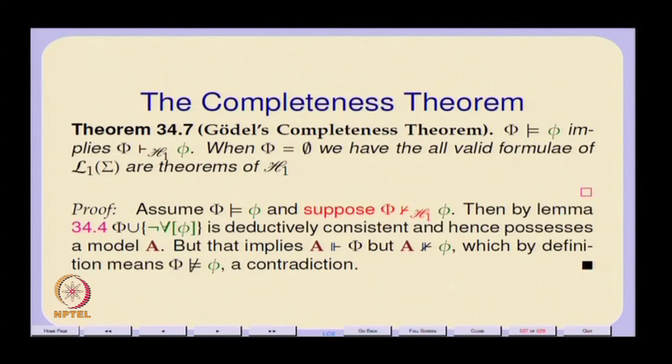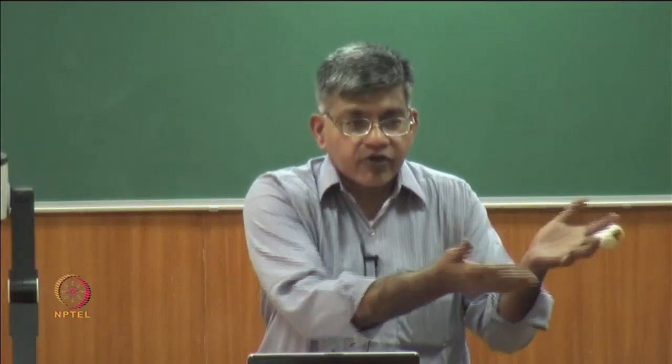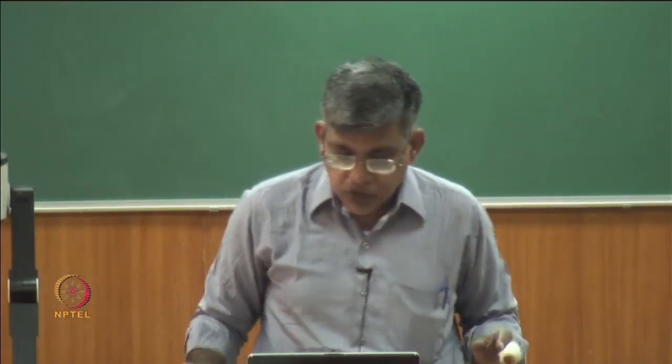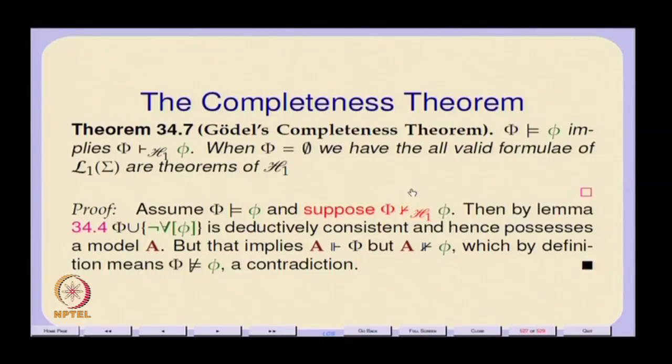Okay. So, that is a contradiction, and therefore it follows that this assumption, that phi is not provable from capital phi, is false. Once you have translated all your notions from propositional logic and from model theory into first order logic, the proof of this theorem becomes quite simple.